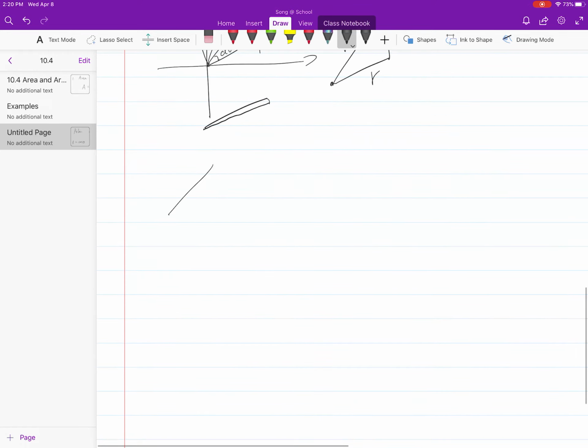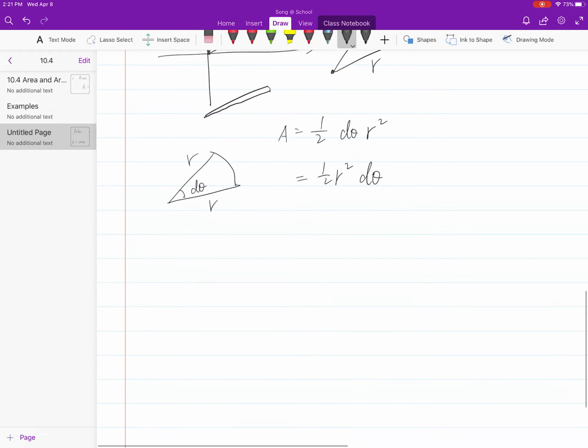Now I need you to ask yourself, if you know a sector, you know the angle here is d theta, here's r, what is the formula of the sector? Try to recall, the formula looks like this, where theta represents the angle in the sector. So in our case, you actually need to do d theta. Okay, that is 1/2 r squared. Well, I want to put d theta in the end. But basically, they mean the same thing.